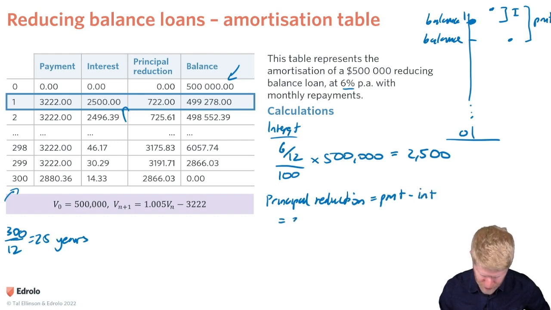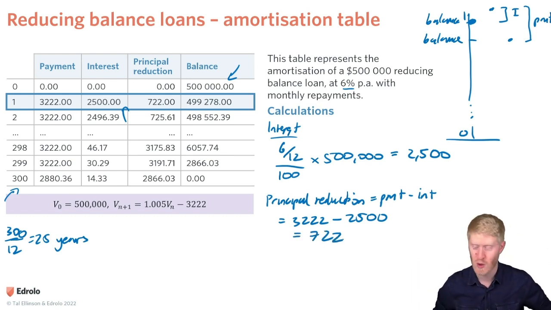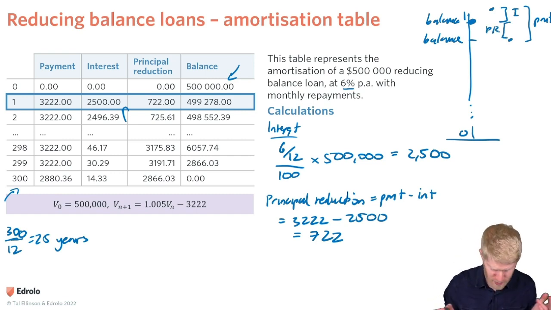In this case, 3,222 minus however much went towards interest. And that makes sense from the examples we saw before. We owe a bit more, we make a payment to drop it down. That's where the 722 comes from. And in this little picture here, that is the principal reduction. Sweet. So we have our payment, we have our interest, we have our principal reduction.